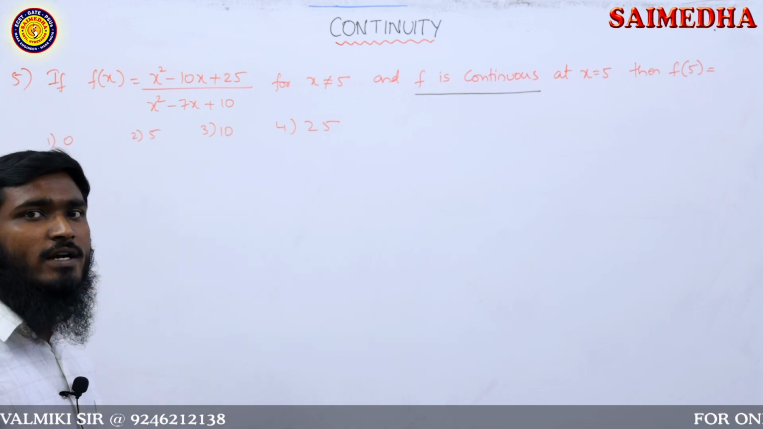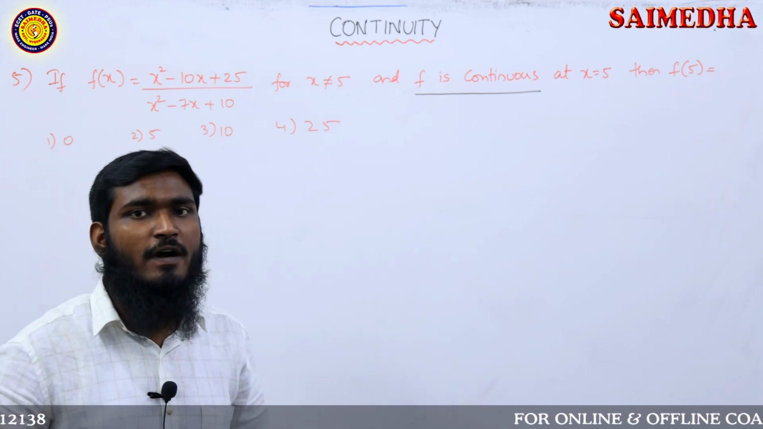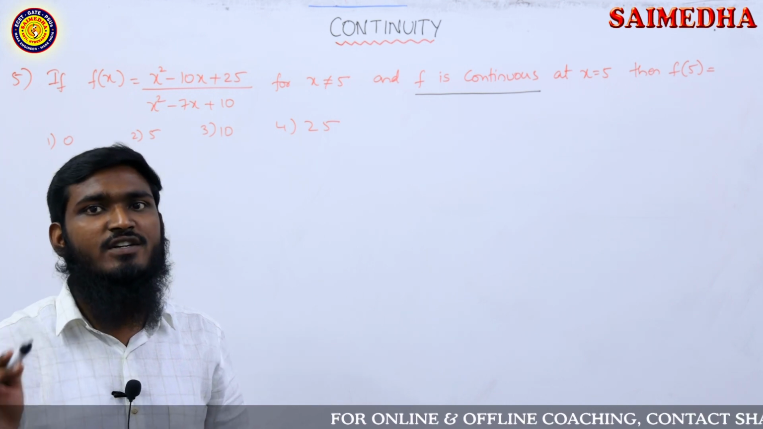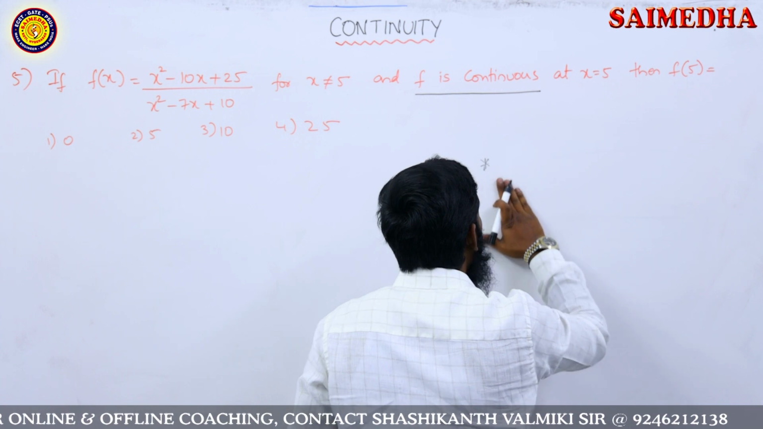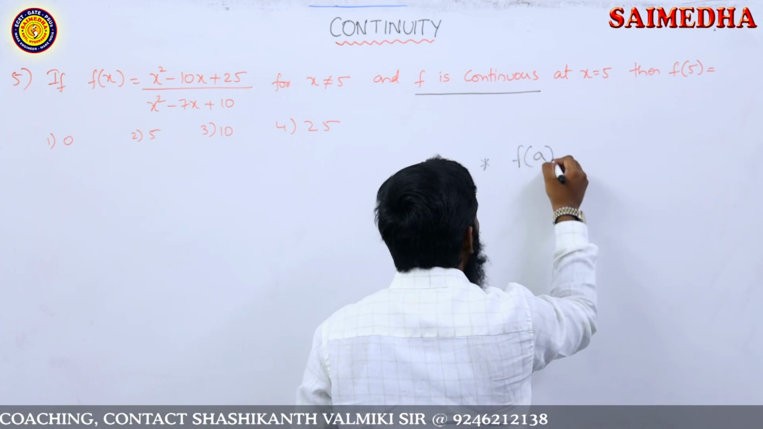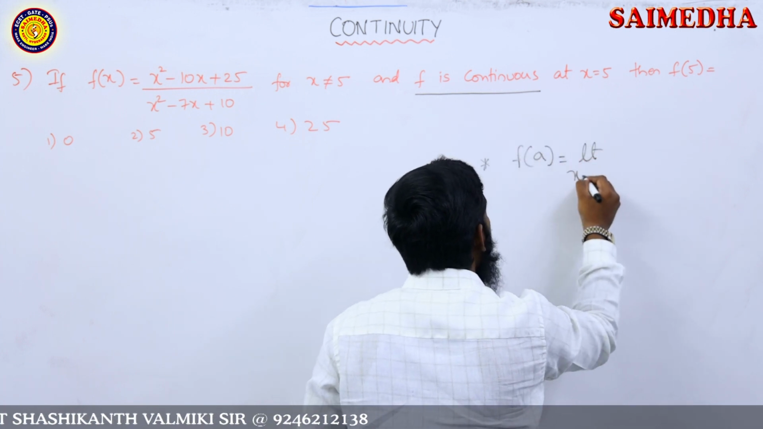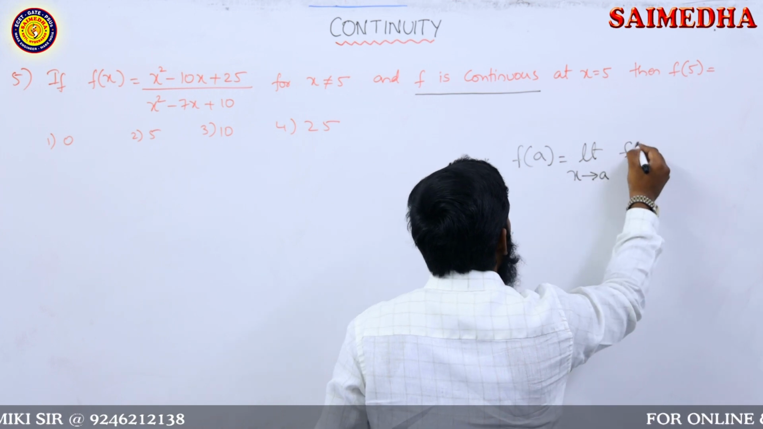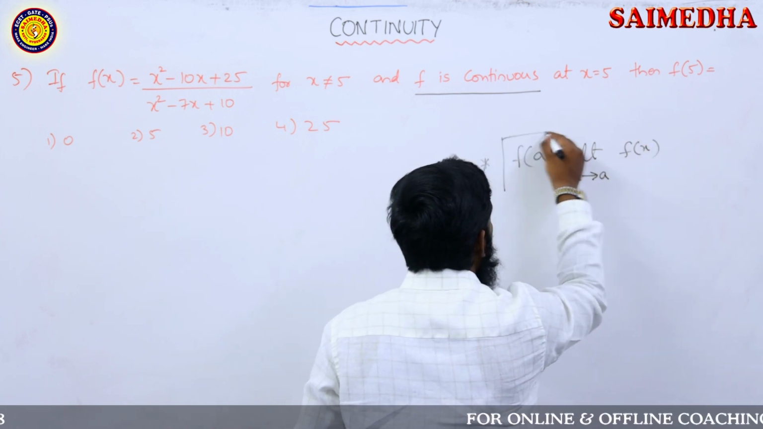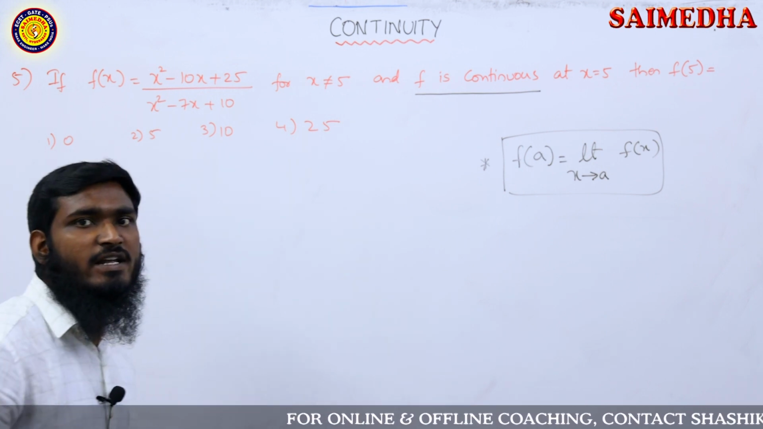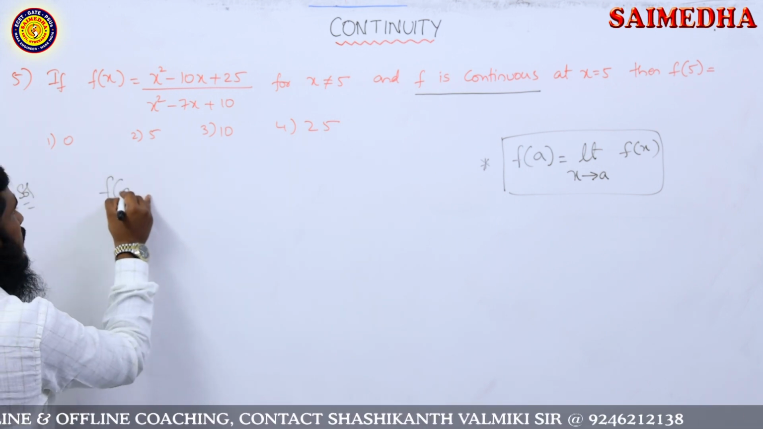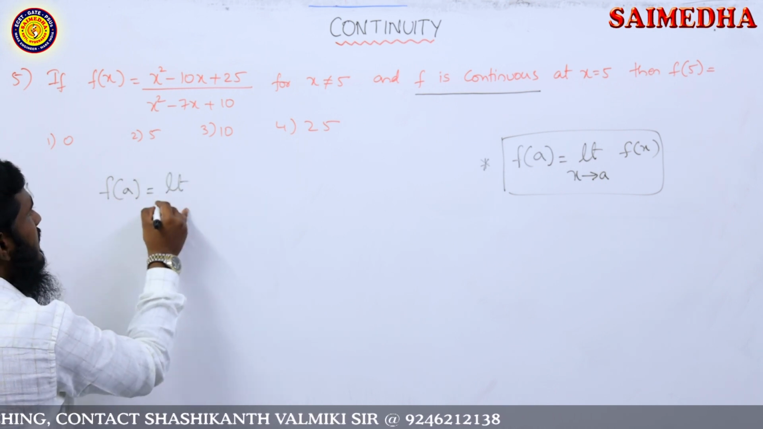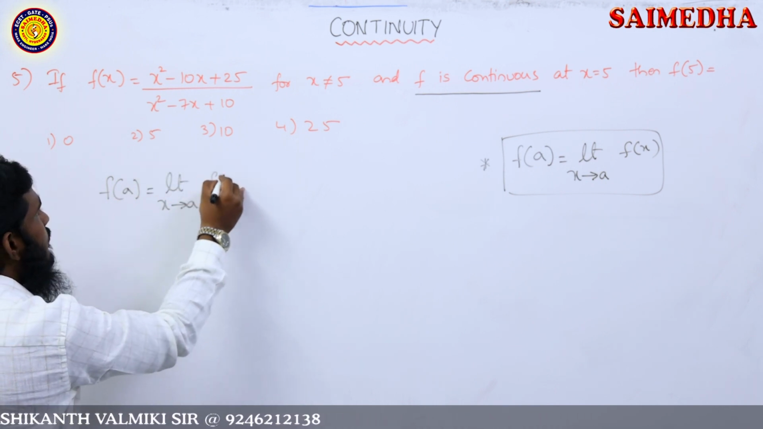Whenever we want to find the value of the function and it is already given that the function is continuous, what is the condition? The condition is f of a equals limit x tends to a of f of x. Okay, this is the condition. Now let us write the condition and apply the limits over here.